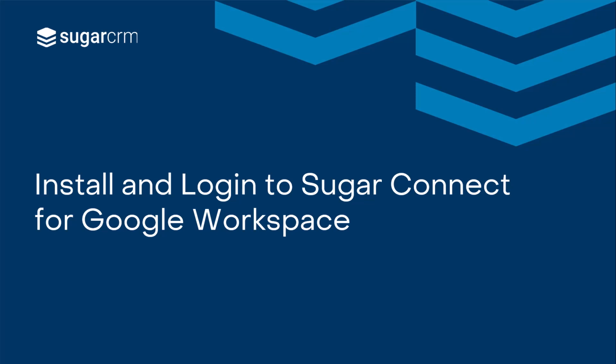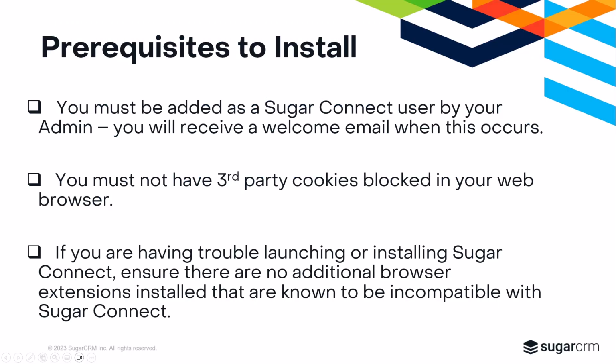Before you can install and log into SugarConnect, your Connect administrator must add you as a user. You will receive an invitation email when this occurs. You also must make sure that you haven't blocked third-party cookies in your web browser. Lastly, some third-party browser extensions may interfere with your installation of SugarConnect.